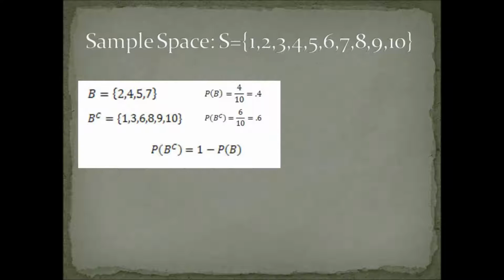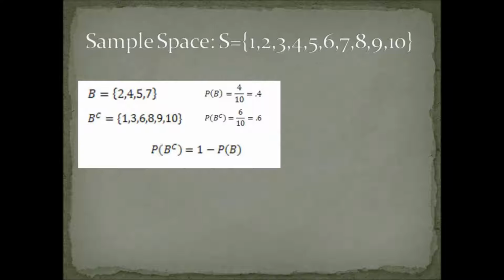Suppose that the sample space again is the numbers 1 through 10, and again each outcome is equally likely, and again B is just the set of prime numbers in that set, 2, 3, 5, and 7. Then the probability of B is 4 out of 10, or 0.4. Now we have B with a C, as it looks somewhat like an exponent. This is pronounced B complement.